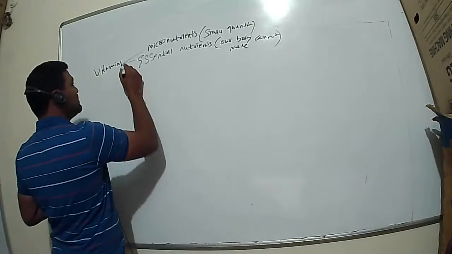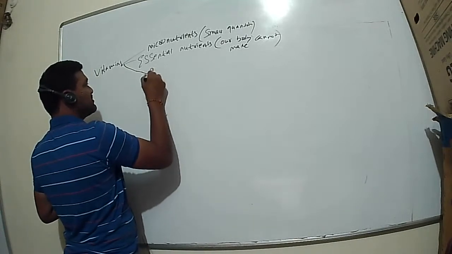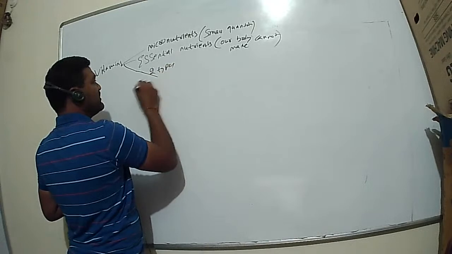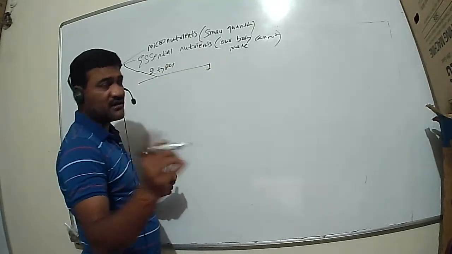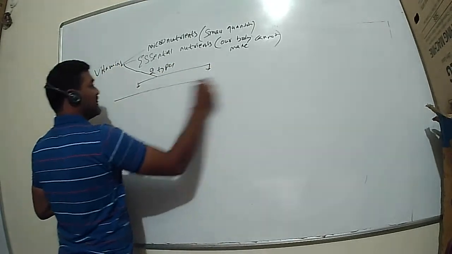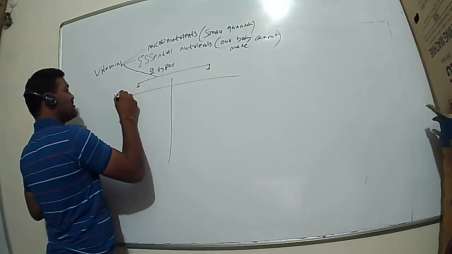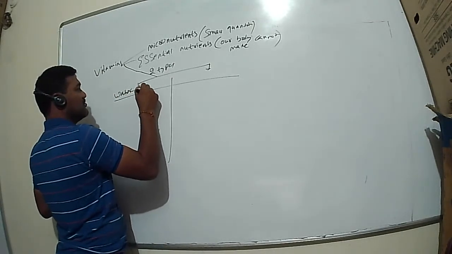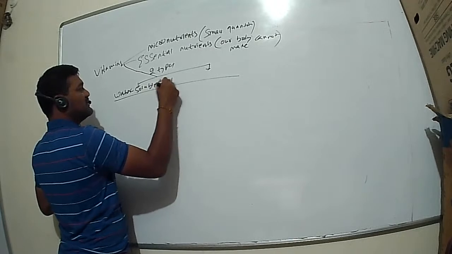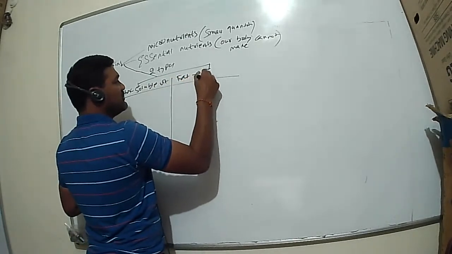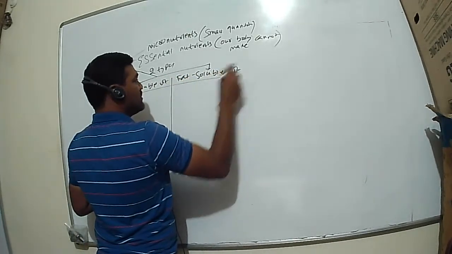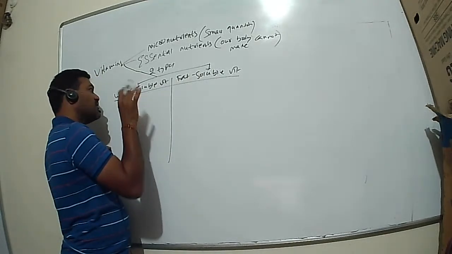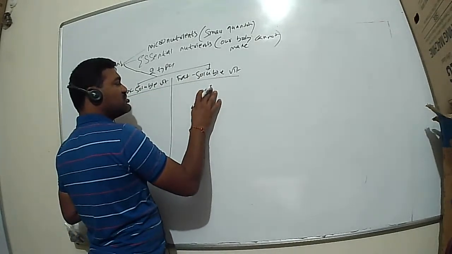And these vitamins are of two types. There are two types of vitamins. This is important, all of you please listen carefully. Vitamins are two types. One is water soluble vitamins, and the other is fat soluble vitamins. Water soluble vitamins are those which can be dissolved in water, and fat soluble vitamins means which can be dissolved in fats.